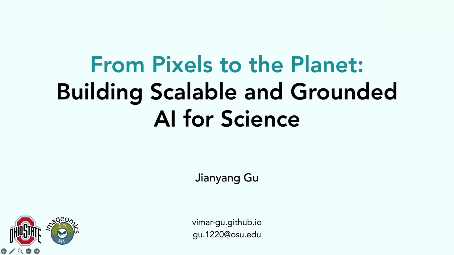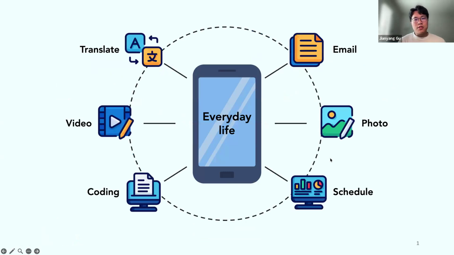Yes. Okay, cool. So today I'd like to talk about from pixels to planet, how to build scalable and grounded AI for science. So I'll get started. First of all, we know that AI has demonstrated a lot of new possibilities. Every day, we can use AI to help us draft emails, to edit photos, and to generate videos. And I know, for example, in computer science, a lot of students have been using AI agents to write coding assignments. So really, AI has enabled a lot of possibilities.